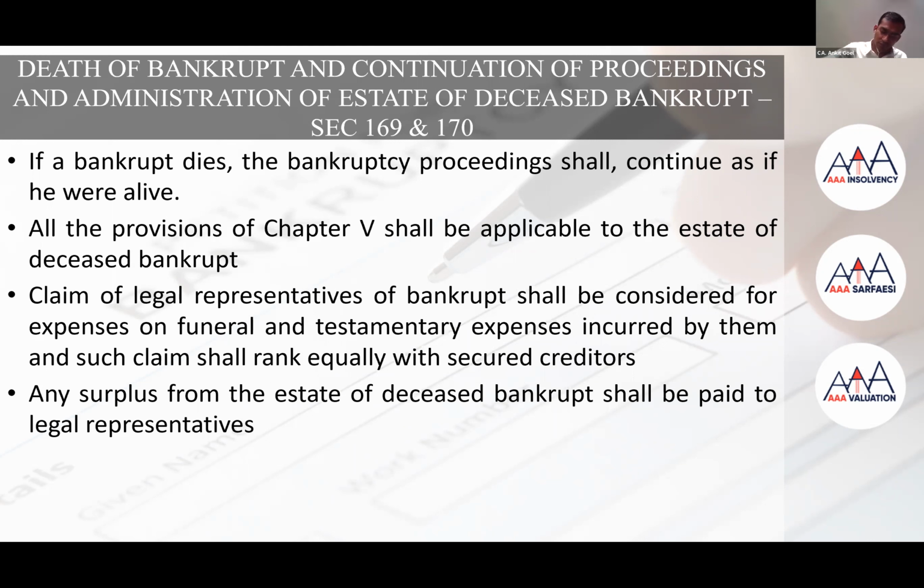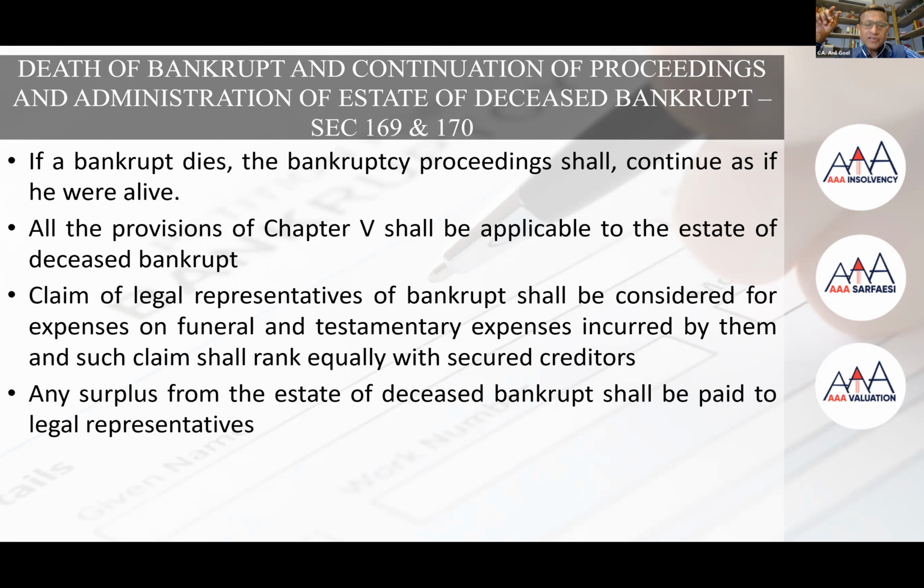All the provisions of chapter 5 shall be applicable to the estate of the deceased bankrupt. The claim of legal representatives of the bankrupt shall be considered for expenses on funeral and testamentary expenditure incurred by them, and such claim shall rank equally with secured creditors. Like in case legal representatives are doing some funeral or testamentary expenditure, that will be considered as secured creditors. That means that will be considered on priority.